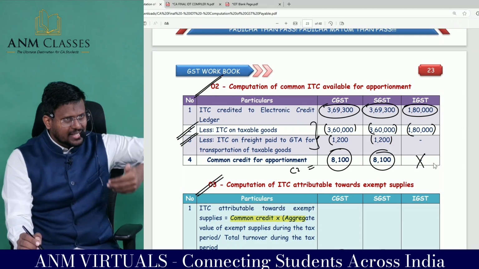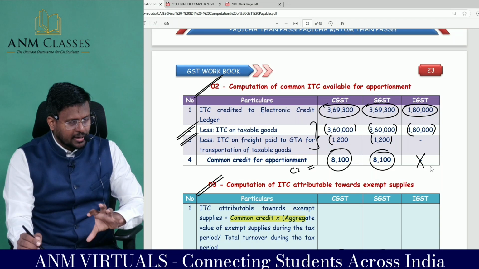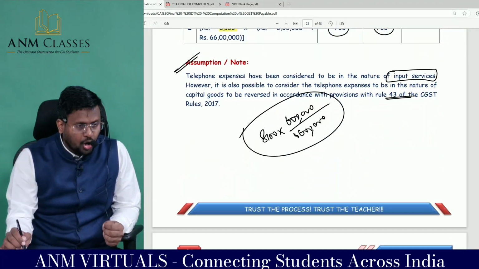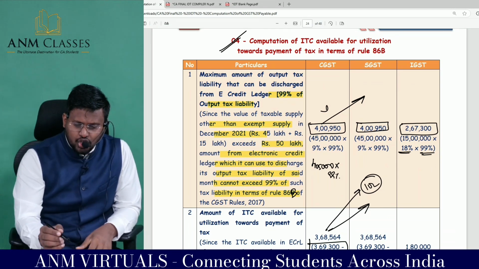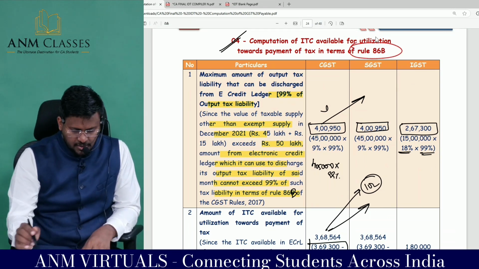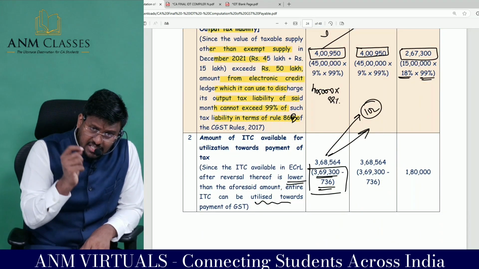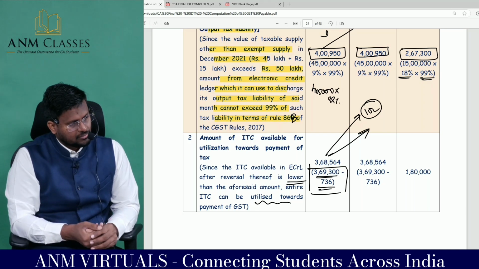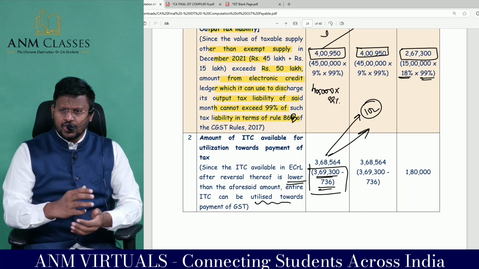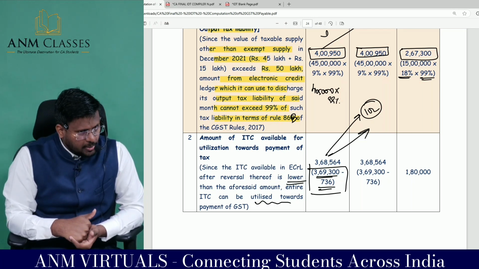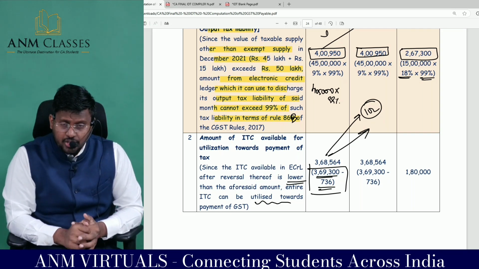So, we have calculated what is the amount to be credited to the electronic credit ledger and what is the common credit. We have apportioned the common credit based upon exempt turnover and total turnover, and we have checked the eligibility under Rule 86B. That means output tax collected into how much percentage? 99%, since the taxable supply exceeds 50 lakhs. Pakka. Since the amount available in the electronic credit ledger is less than the 99%, 100% of the ITC can be taken. This is a past examination question.